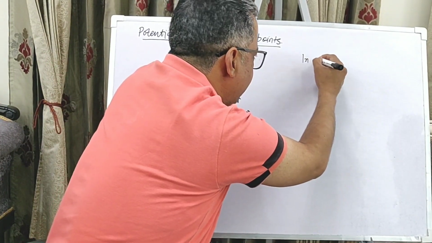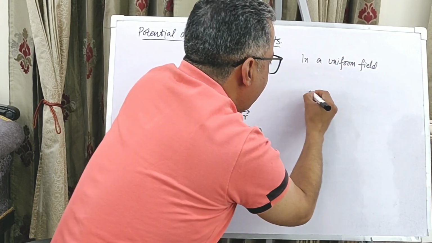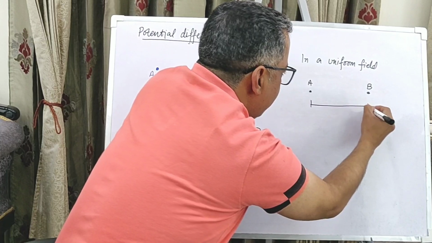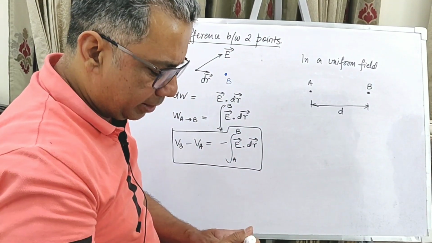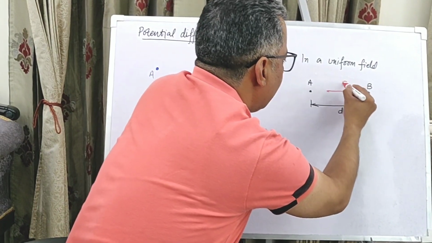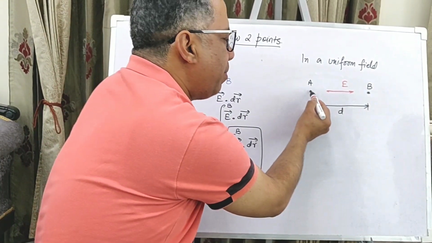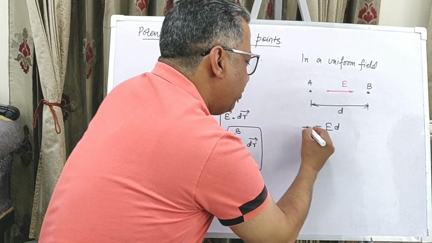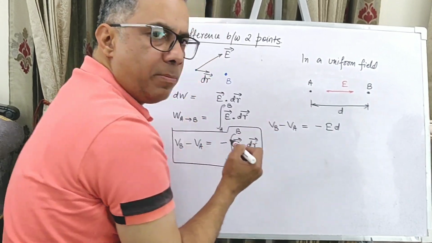Now, in a uniform field, if we have 2 points, A and B, separated by a distance d, and let's say in this region of space we have an electric field E directed from A to B. Now in such a scenario, the work done on a unit positive charge as it moves from A to B will be simply E times d, and the negative of this work will be the change in potential VB minus VA. That is final potential minus initial potential.